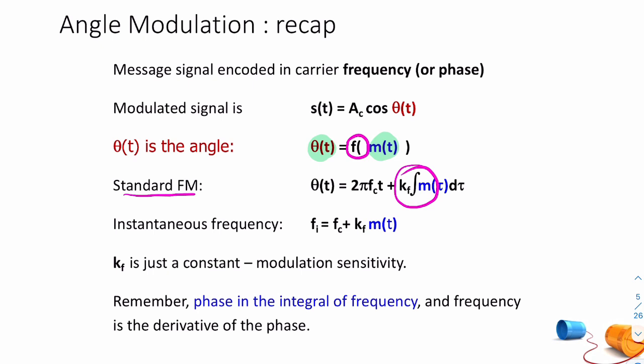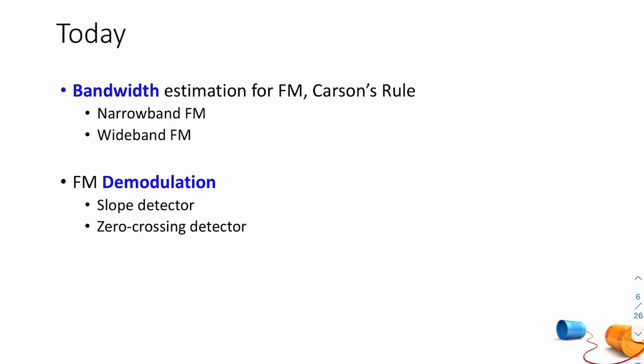We introduced the idea of instantaneous frequency. That's the frequency at any instant in time, and we said that for FM it will be the sum of the carrier frequency and some scalar constant multiplied by the amplitude of your message. So m(t), that's your message. That's your baseband modulating signal. Okay, so as I said, today we're going to be talking about bandwidth, and we're going to be talking about demodulation.